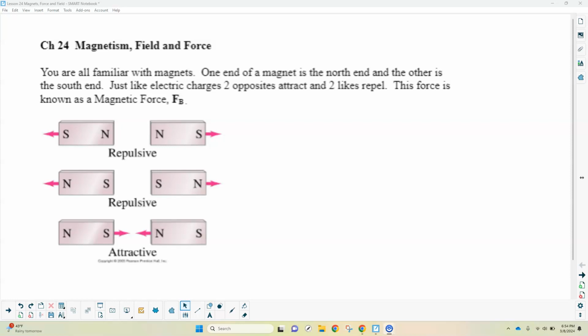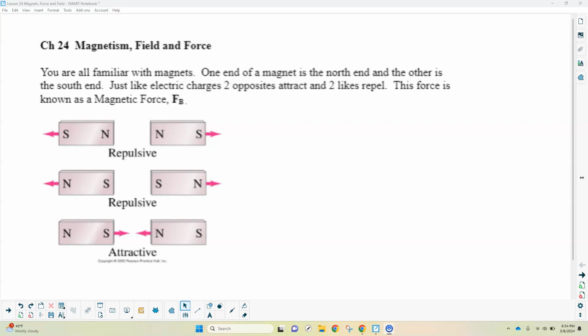This is our first video on our study of the third unit, which starts with magnetism. So this chapter, chapter 24, focuses on magnetism, magnetic field, and magnetic force. You are probably familiar with magnets a little bit. I'm not sure how much experience you've had playing with magnets, but you kind of know how they work. So this is just a brief description of that.